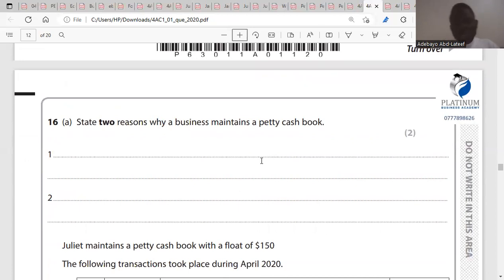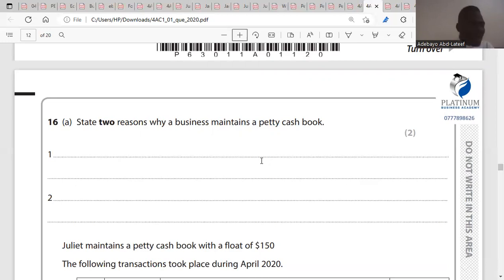It said, state 2 reasons why a business maintains a petty cash book. Well, a petty cash book is just for minimum accounts. So why will you maintain a petty cash book? Number one, you can maintain it to provide training for your junior staff. You use the petty cash book to provide training for junior staff. Maybe they just have to go for training. You take it from the petty cash book.